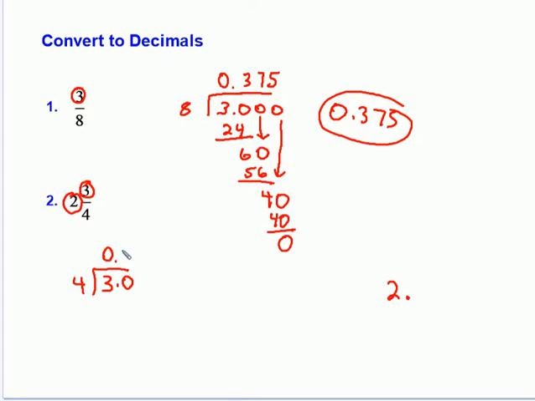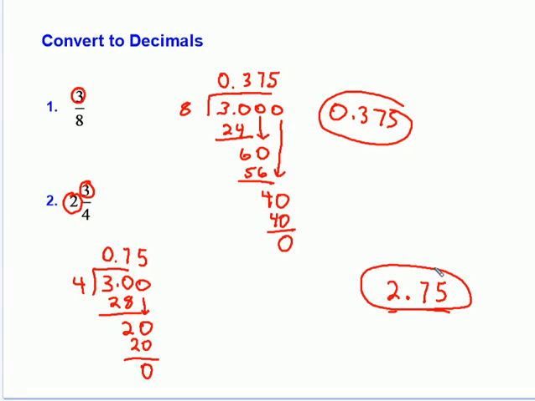And 4 goes into 30 how many times? 7 times. 4 times 7 is 28. So it leaves us with a 2. We'll add a 0 and bring it down. 4 goes into 20 how many times? 5. 5 times 4 is 20. That leaves us with a 0. So expressed as a decimal, 3/4 is 0.75. So we add that to the end of our whole number. That gives us 2 as the whole number and 0.75 as the fraction. Our answer is 2.75.